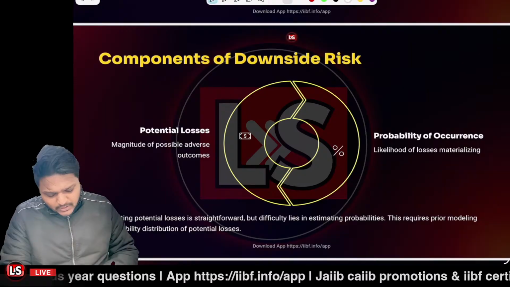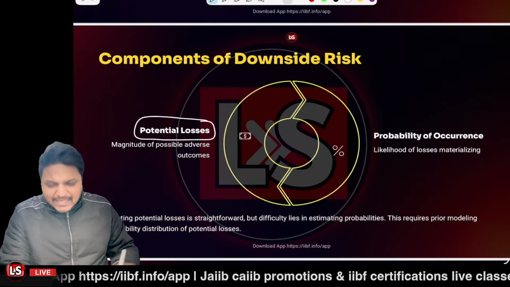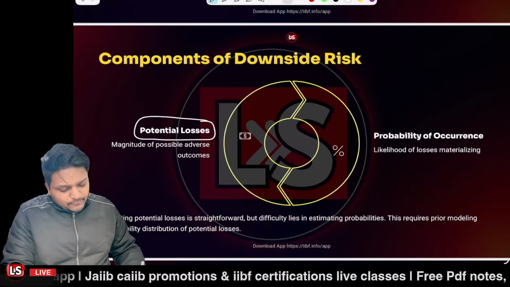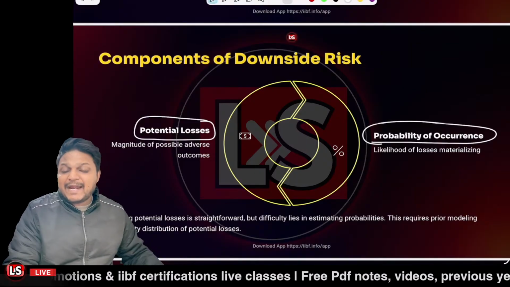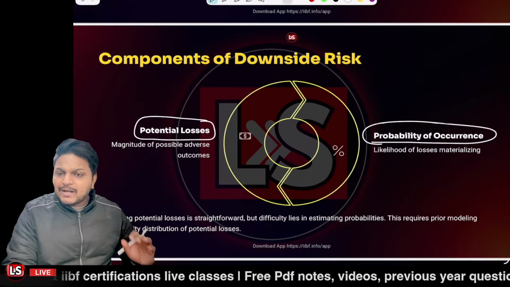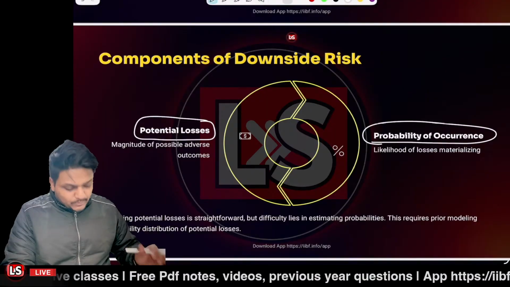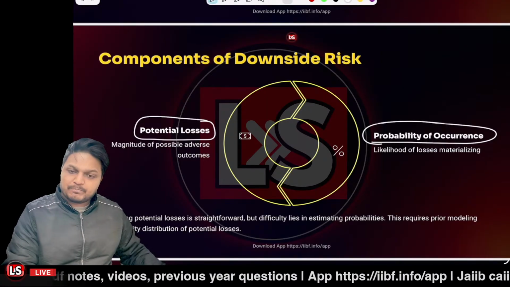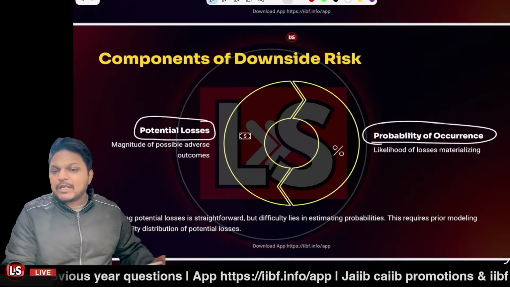One, it is related to the potential losses. Now potential losses still may be calculated, but the probability of occurrence is very difficult to estimate, and you must have proper modeling of the probability distribution if we are to calculate the probability of occurrence. It is very important to have the same. Otherwise we won't be able to calculate the downside potential, right?